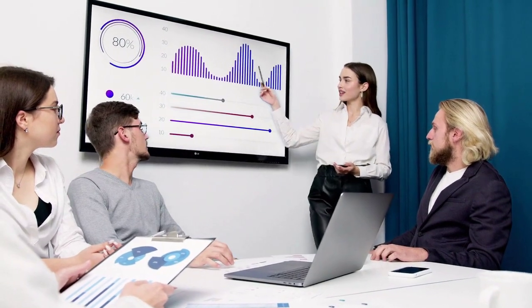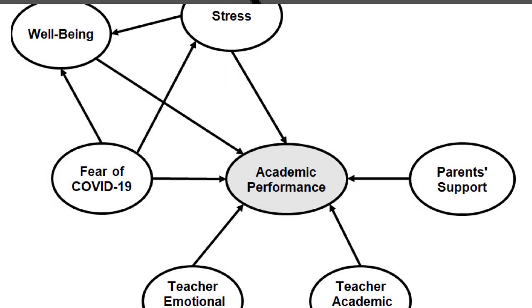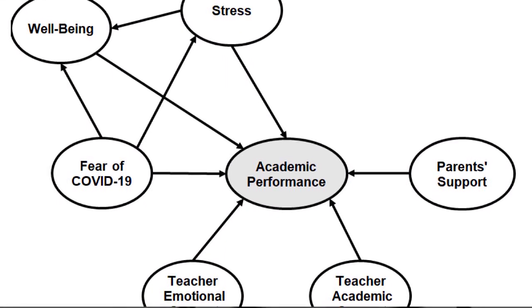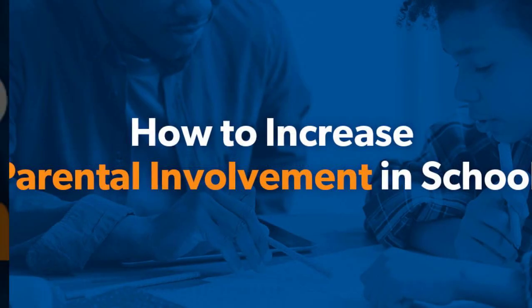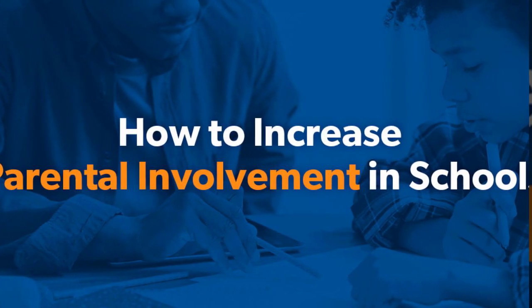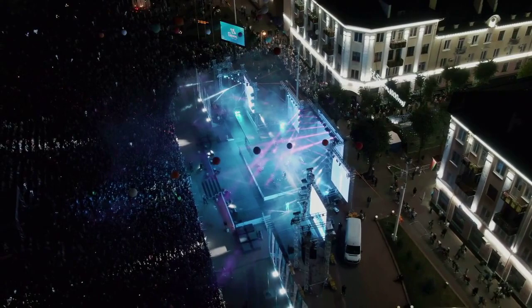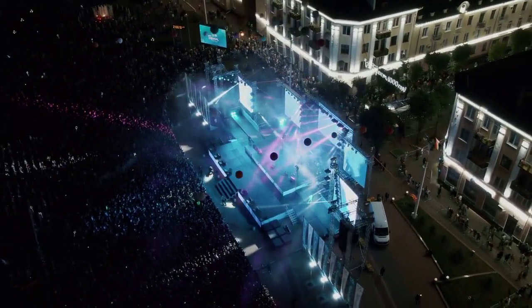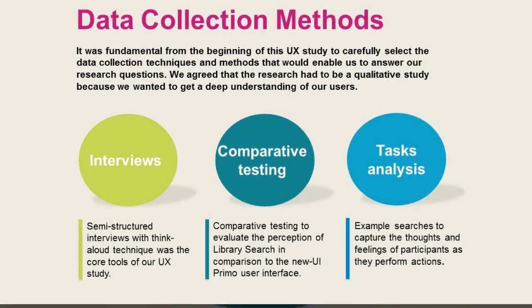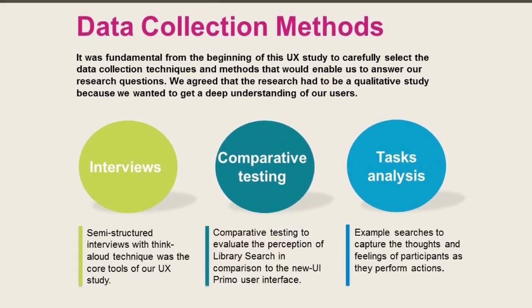Example 1. Path analysis. Suppose you are interested in understanding the factors influencing students' academic performance. You hypothesize that parental involvement, time spent studying, and socioeconomic status directly influence academic performance. You collect data on these variables from a sample of students and their parents.